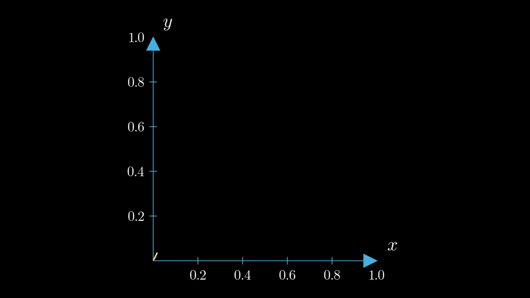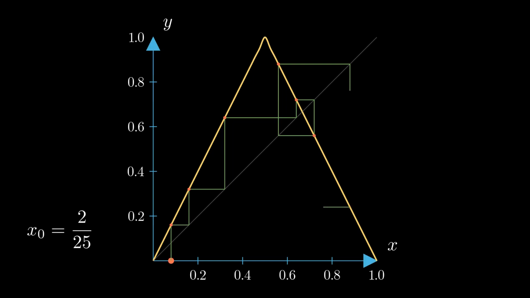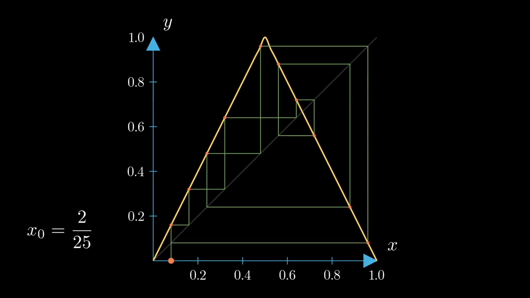The tent map is a simple piecewise linear function, one of the classic examples in the study of dynamical systems. Starting at x0 equals 2/25, we use a cobweb diagram to trace the orbit. Each step we move vertically to the tent map, then horizontally to the diagonal. This gives us the next value in the sequence.